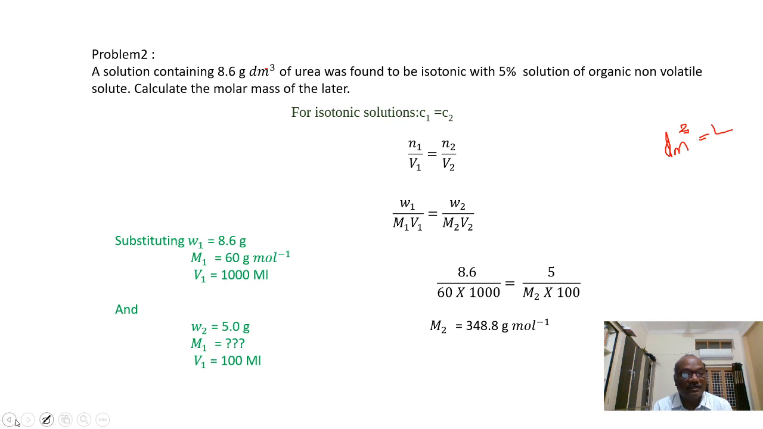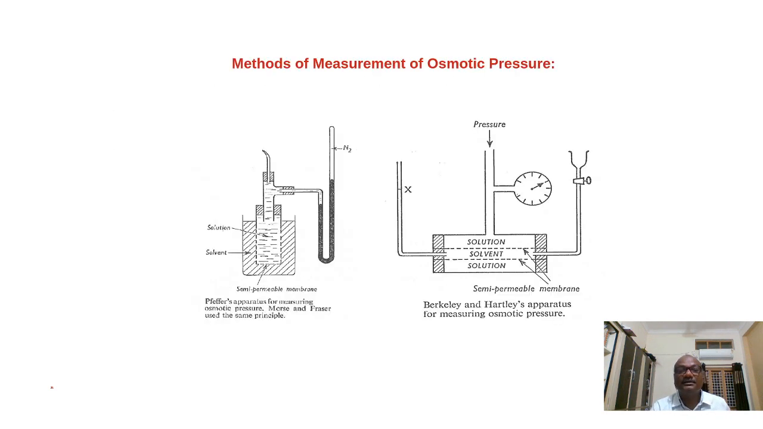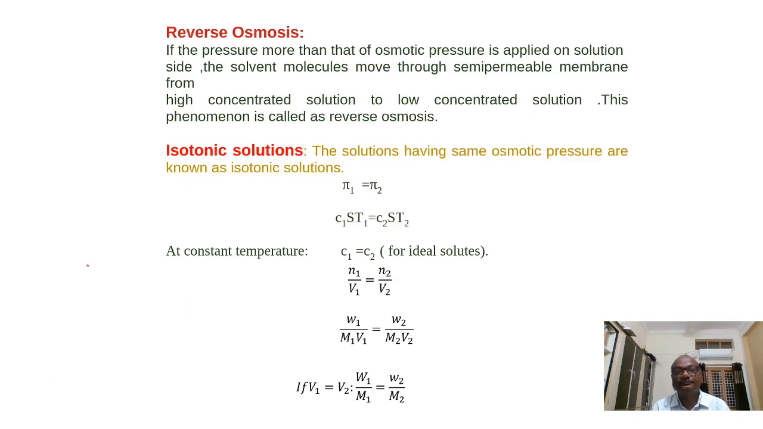Just now we discussed the meaning of isotonic solution: the solutions which exhibit the same osmotic pressure. Pi 1 is equal to pi 2. Then C1 S T1 is equal to C2 S T2. If they are at constant temperature and C1 is equal to C2, what we write is n1 by V1 is equal to n2 by V2, or W1 by M1 V1 is equal to W2 by M2 V2. This formula we are obtaining here.